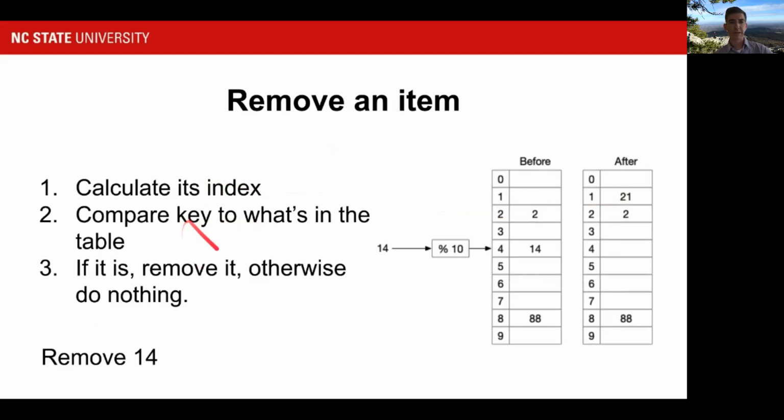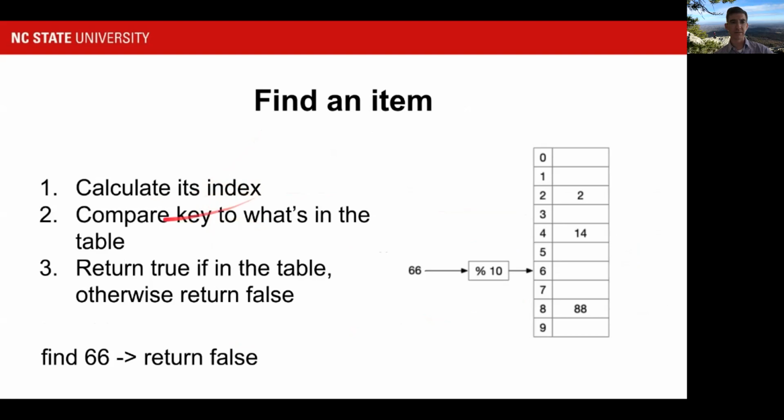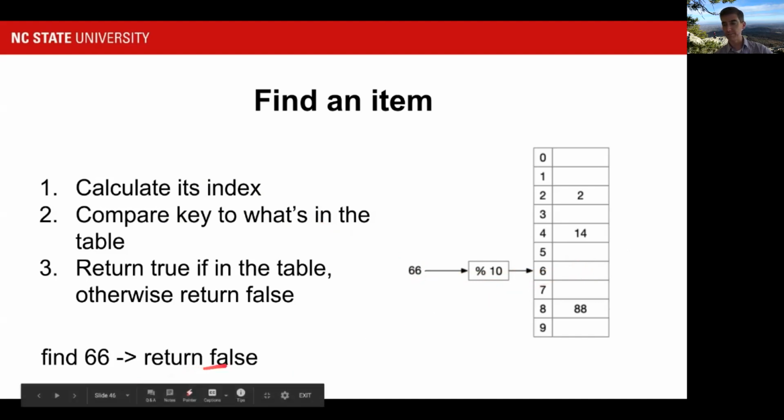If I want to remove an item, I calculate its index. I look to see, is it in my table? And if it is, I remove it. And so after I do a remove on 14, my set no longer has 14. Simple. Okay, and if I want to find an item, I calculate its index. I look to see if it's stored in the table at that position. If it is, I return true. If it's not, I return false. So here I take 66. I take a mod of 10 and find position 6. And there's nothing stored there. So that means 66 is not in my set. And so I return false to indicate it's not there, right?